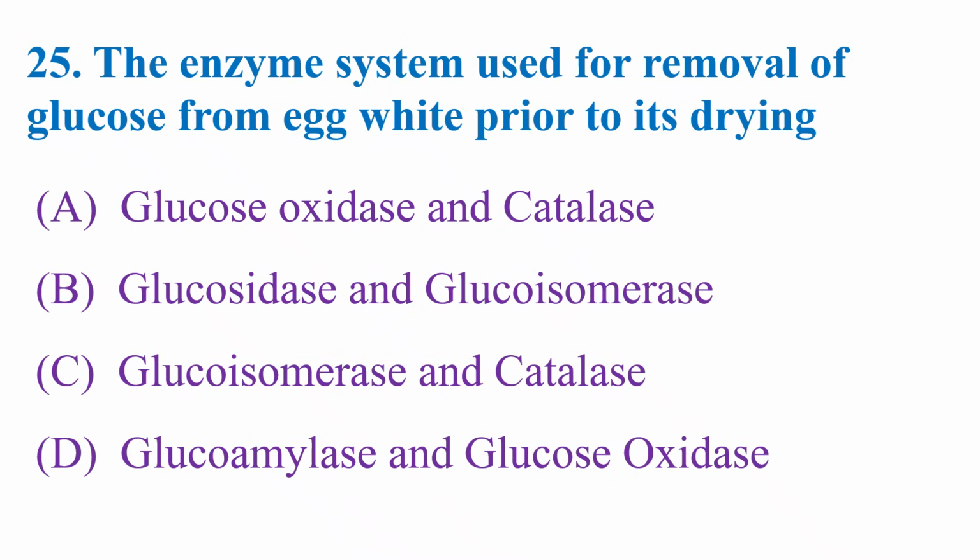The enzyme system used for removal of glucose from egg white prior to its drying. Options are glucose oxidase and catalase, glucosidase and glucoisomerase, glucoisomerase and catalase, glucoamylase and glucose oxidase. Egg white contains a small amount of glucose.